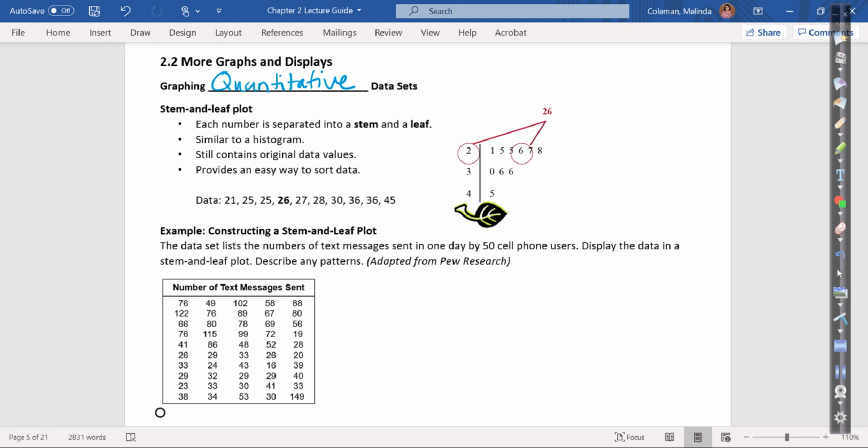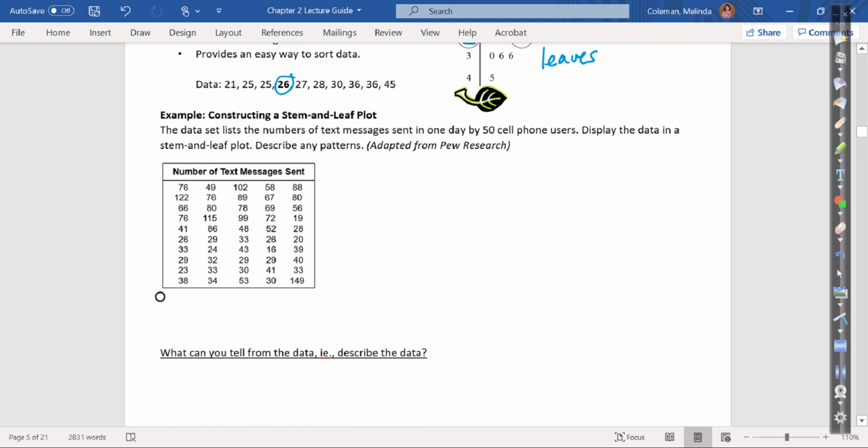And this basically shows your data in a different way, where the first digit of your number is called the stem, and then the second digit is called the leaf. So the number 26 in this case is 2, 6. Again, this is the stem, and these are the leaves. It's not hard at all to construct, and it basically just gives you a quick look at your data.